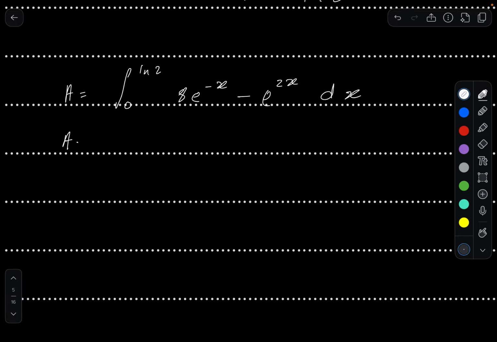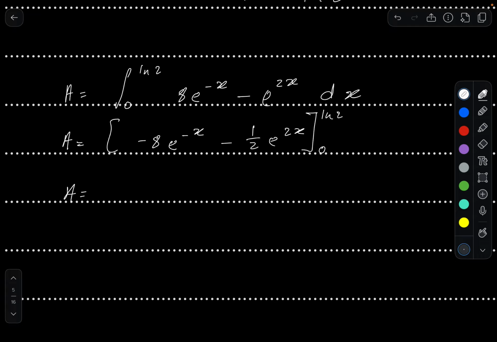So the area will be given by negative that one divided by -1, so it still gives you negative 8e^(-x). However, this one will give you negative 1/2 e^(2x). So that's the only difference here between integration and differentiation. Okay, now we have that part.